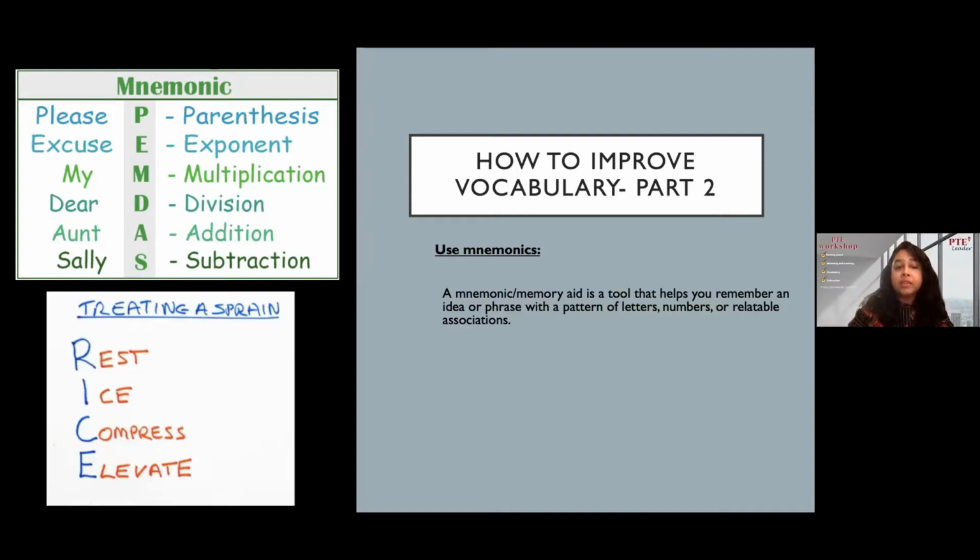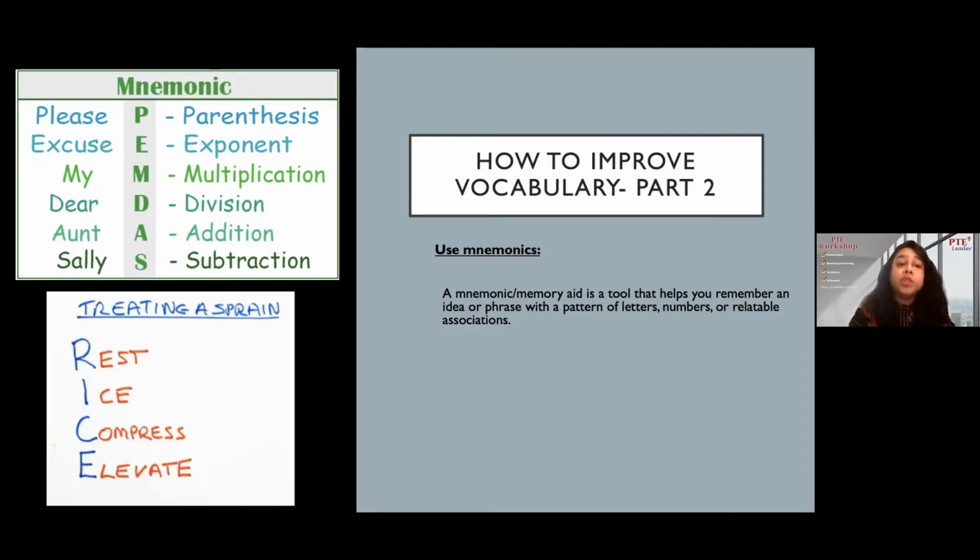So in case you can't remember what to do if I have a sprain or one of my friends has a sprain, what should I do? In that case, you can just remember RICE. Every single time you remember RICE, you will remember to take rest, to put ice on that sprain, to compress and elevate as well. So RICE is a mnemonic to remember how to treat a sprain.